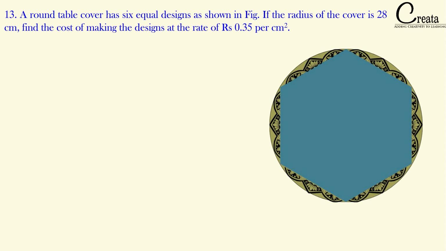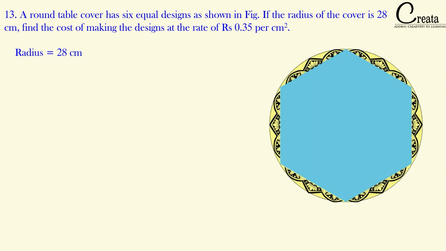Let's observe the question. A round table cover is given, and this cover is having a beautiful design on the 6 sides. The radius of the cover is given as 28 centimeter. The rate of the design is also given, which is 0.35 rupees per centimeter square, and we have to find the total cost of the design. So let's approach the question.